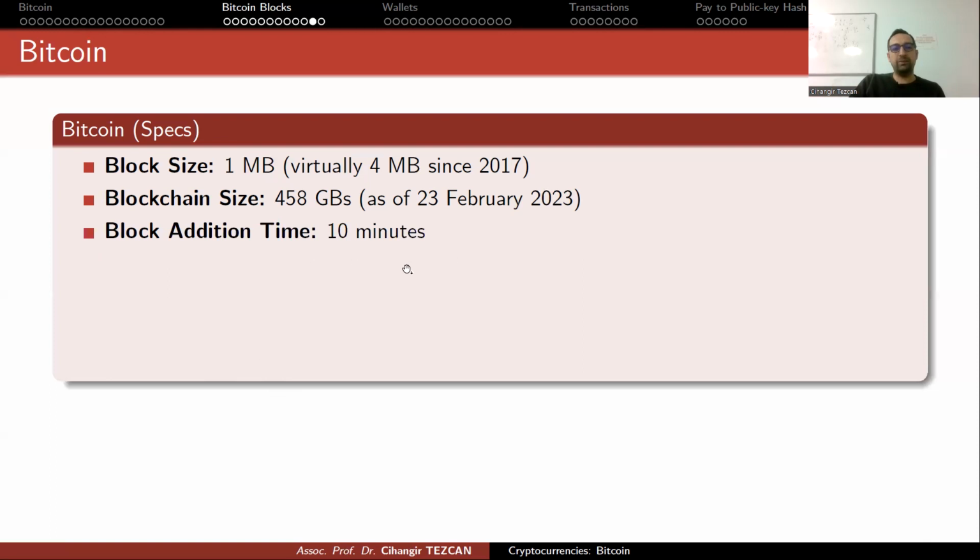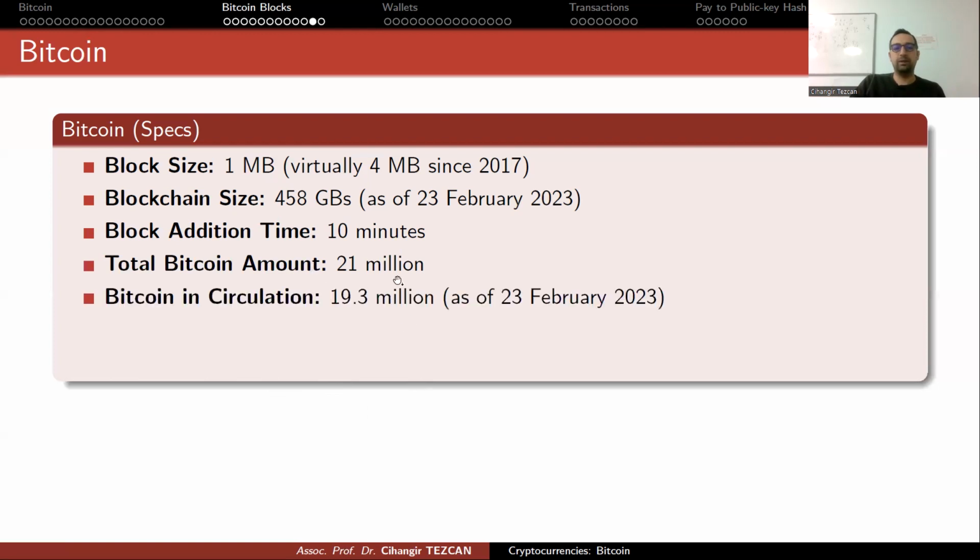Yes, block addition time is 10 minutes. Total Bitcoin amount is 21 million. So there can be at most this many Bitcoins in the market, but in circulation, we have a huge part of it, like 19.3 million. Again, that is as of February; since we are in April now, probably it is 19.4 or maybe a little bit higher.